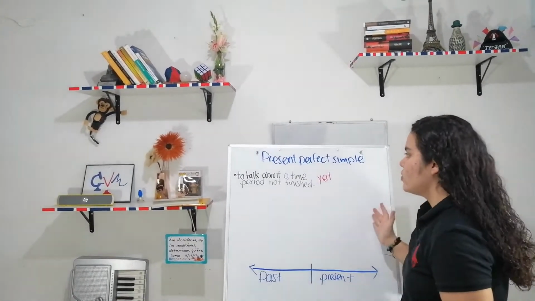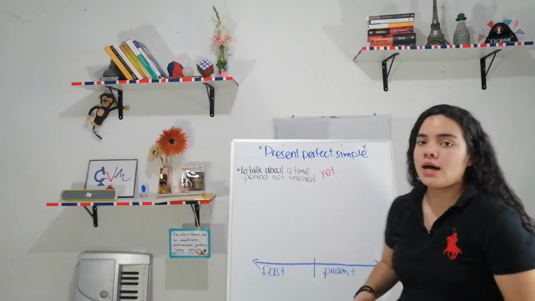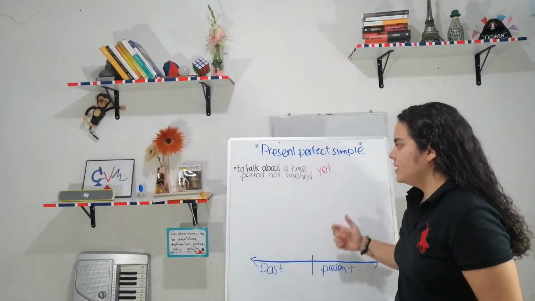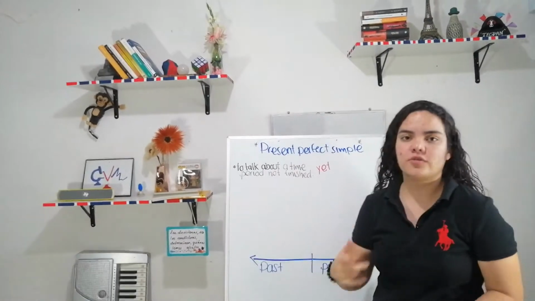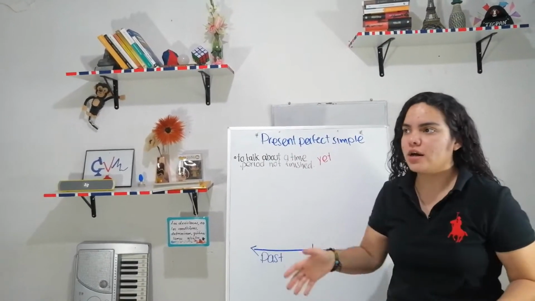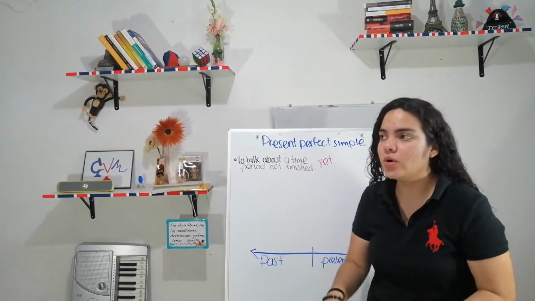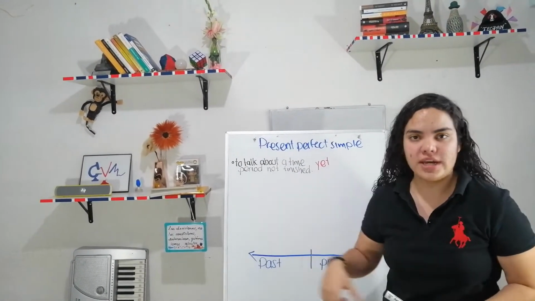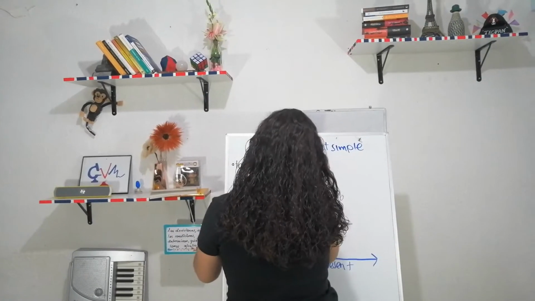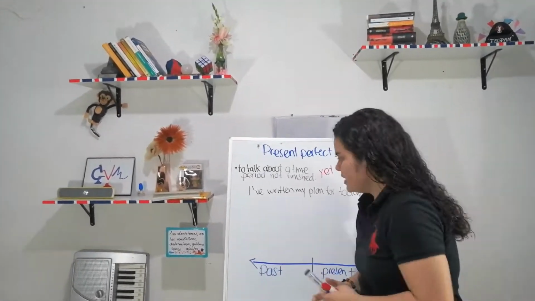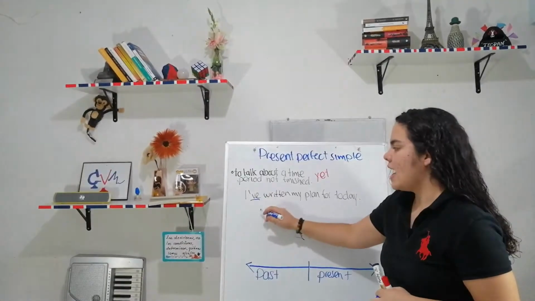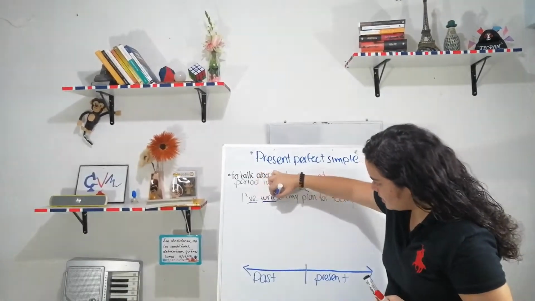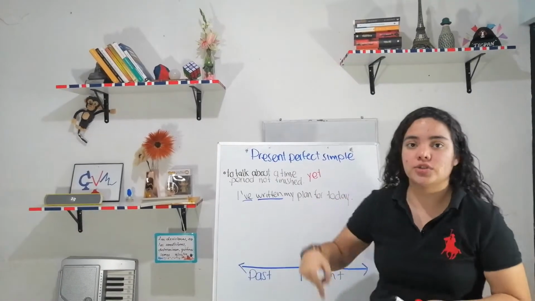Now, we need to know when we can use present perfect simple. A use of present perfect simple would be to talk about a time period not finished. For example, I'm talking about today, this morning, I can say that I have written my plan for today. I'm using have because it's I, and I have the past participle of the verb write, and I'm talking about a plan for today.